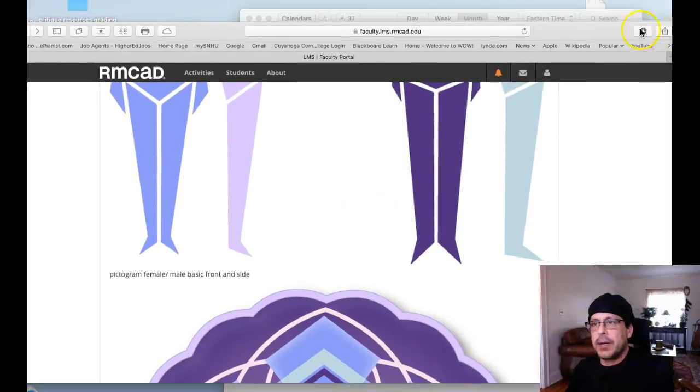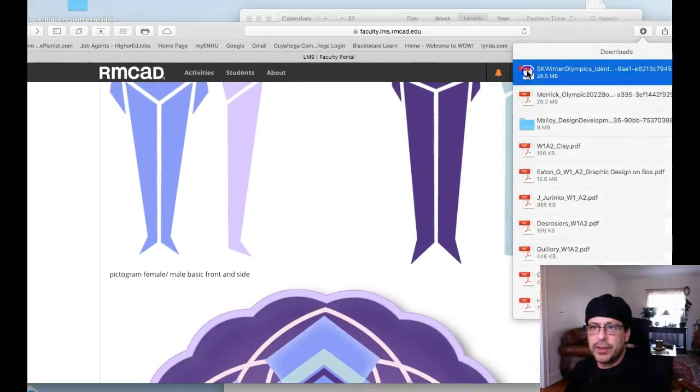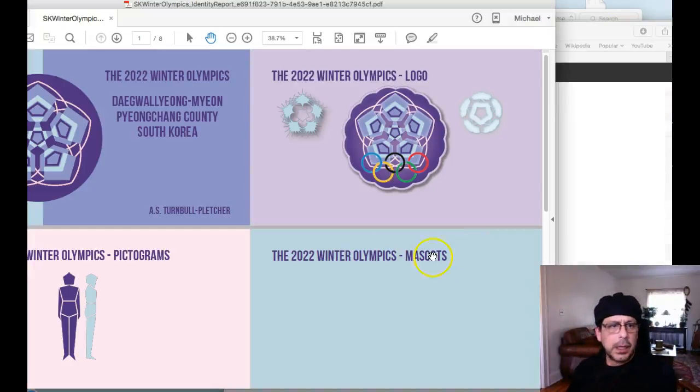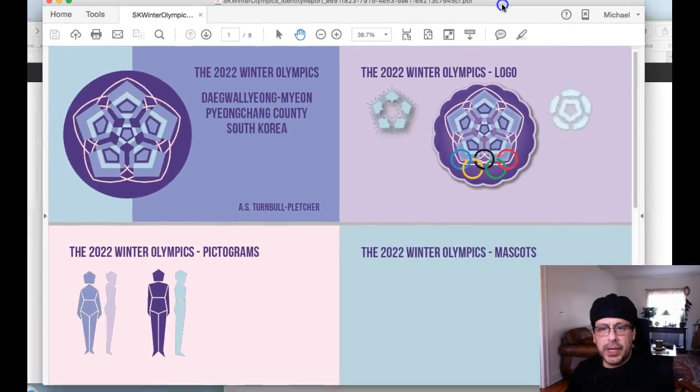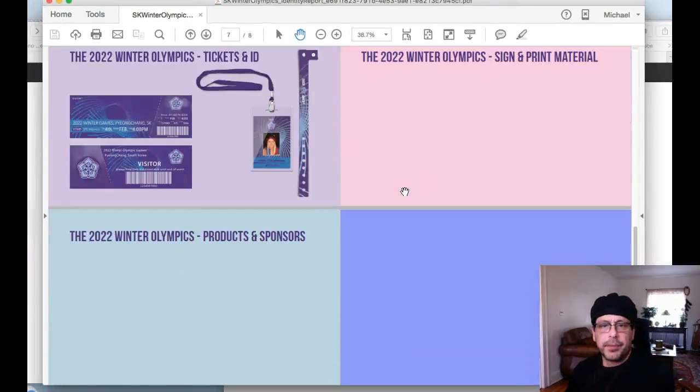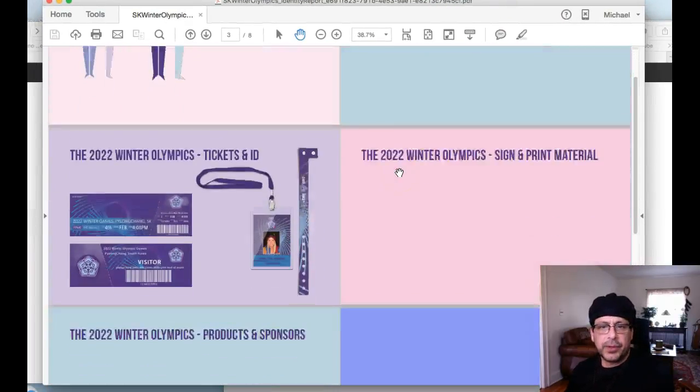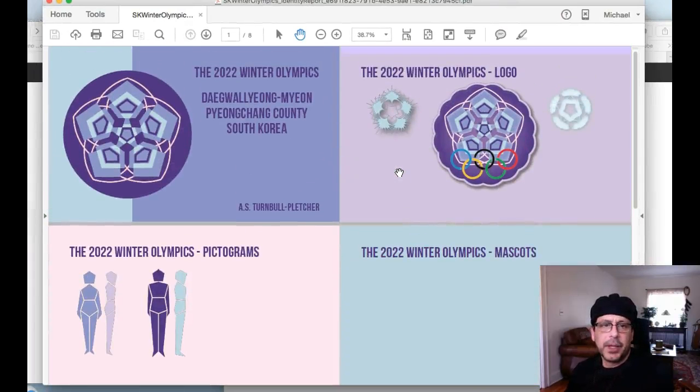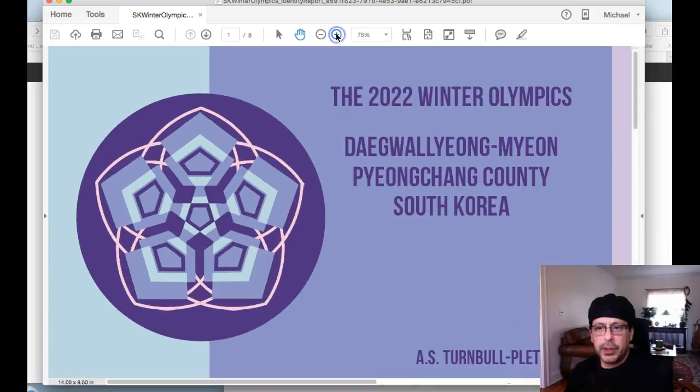Actually, I downloaded the PDF, and I would rather look at that. All right, so here's what we have. We've got these different pages, one, two, three, four, a couple of blanks. What I want to do is get this to the point where we can look at it one page at a time.